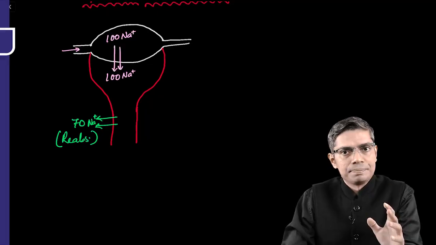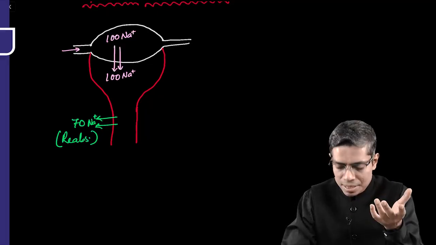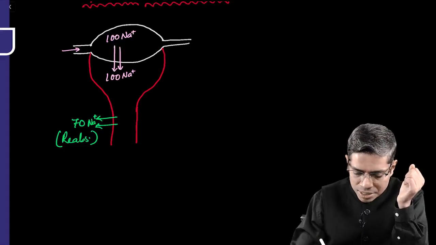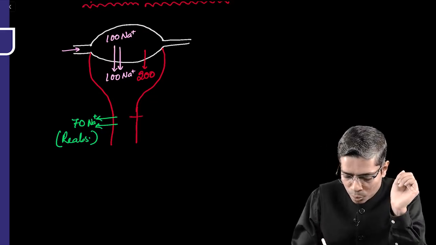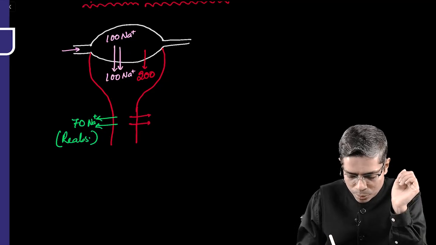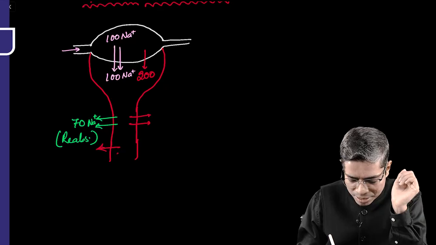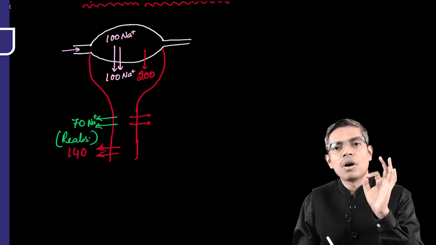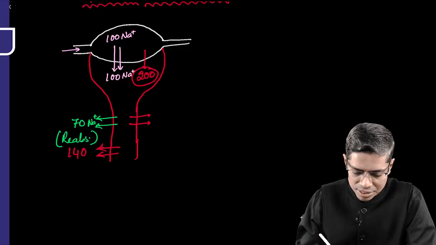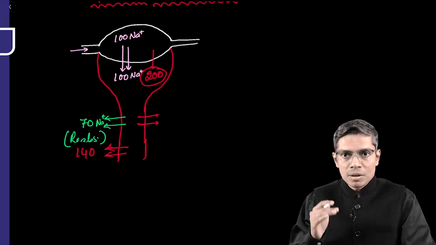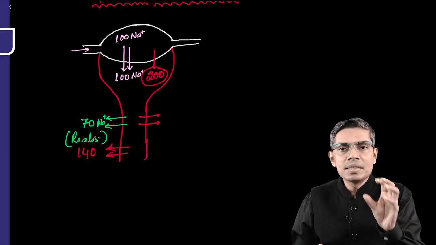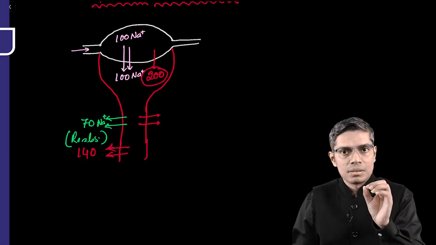Now, due to any reason, if this filtration is increased, suppose now 200 molecules of sodium are getting filtered, what will happen? Proportionate reabsorption from this proximal tubule will also increase. That means now the proximal tubule is going to reabsorb 140 molecules of sodium, meaning doubling of the filtration is doubling the reabsorption. That means I can understand that this glomerulotubular balance is keeping the fraction or the percentage reabsorption constant.